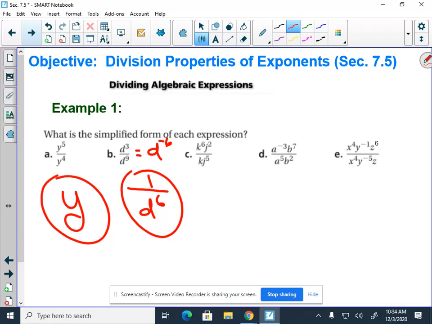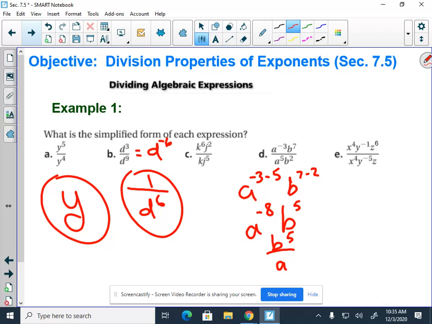Okay, now this next one. I am going to do it the way I'm showing you, but I'm going to tell you there's something I usually do that helps students understand this one better. So if we go with the rule of subtraction, the a would be negative 3 subtract 5, so the a is to the negative 8. The b would be 7 minus 2, which is 5.